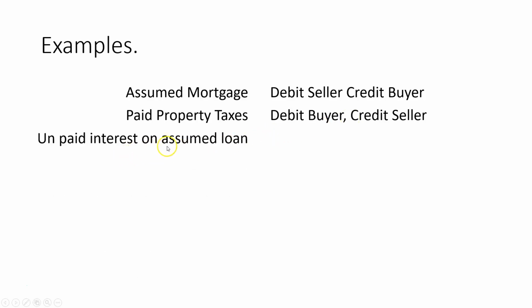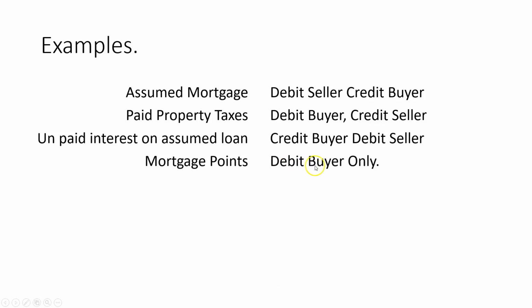Unpaid interest on an assumed loan. Well, we saw that just a little bit earlier. The buyer is going to be paying the full interest for the whole month that the mortgage was for, but he hasn't lived in the home for the whole month, so he wants some money out of the seller. So debit the seller, credit the buyer. And mortgage points. Mortgage points is a loan cost and nothing to do with the seller, so that's purely going to be debit the buyer only.